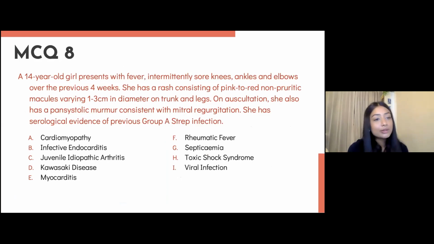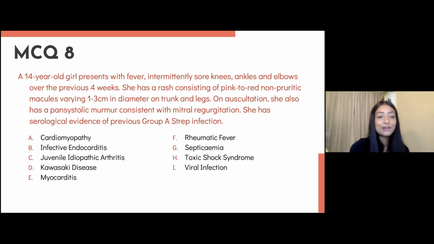So we have a 14-year-old girl who presents with fever, intermittently sore knees, ankles, and elbows over the previous 4 weeks. She has a rash consisting of pink to red non-pruritic macules on her trunk and legs, and on auscultation, she has a pansystolic murmur consistent with mitral regurgitation. And she has a previous group A strep infection. So give everyone a second to think about that one.